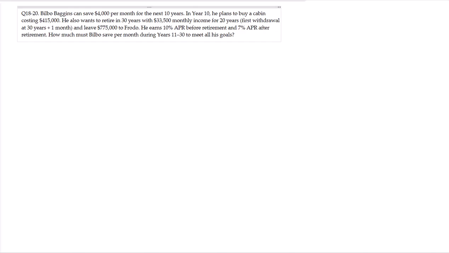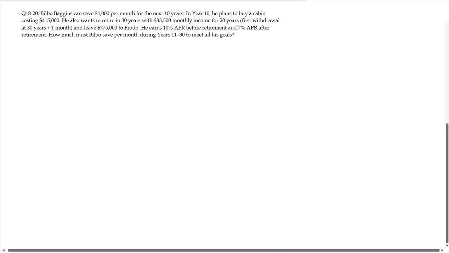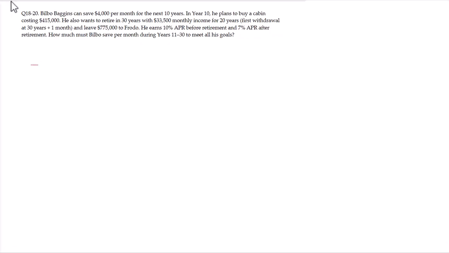So the second problem is related to questions 18 to 20. Now let's try to draw a timeline and analyze the problem according to the timeline. Okay, so here, let me try the line once again.